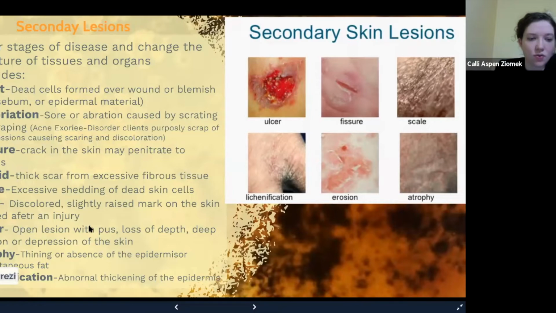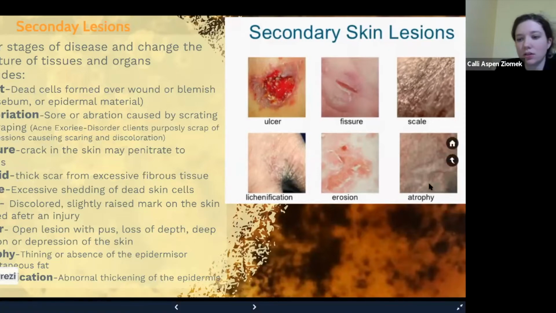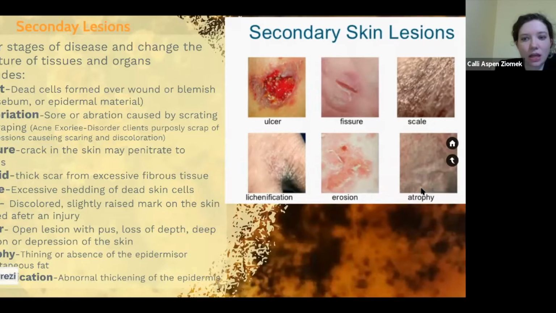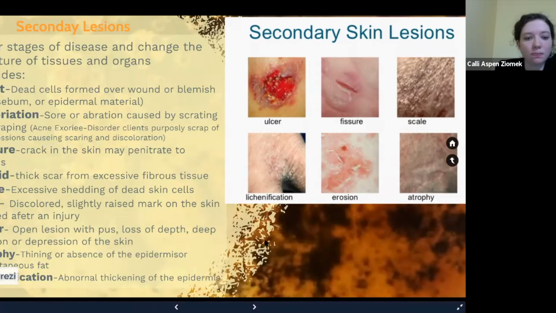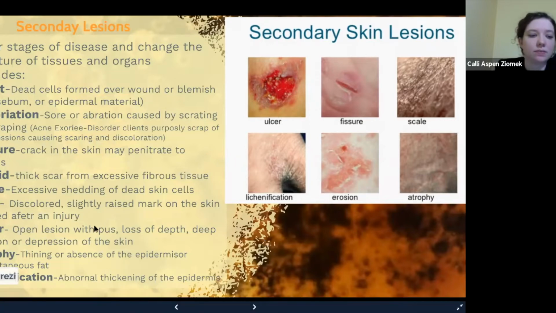Then you have atrophy, which is a thinning or absence of the epidermal and subcutaneous fat. So that's this one over here, this atrophy. Basically, what's happening in atrophy is that your skin is essentially dying constantly. So your skin is very weak and it's getting worse and worse constantly.